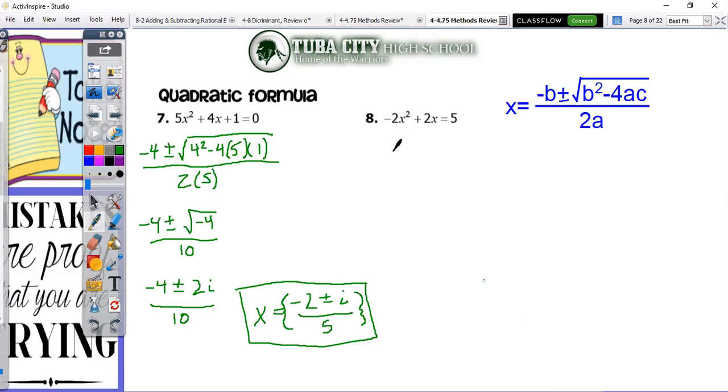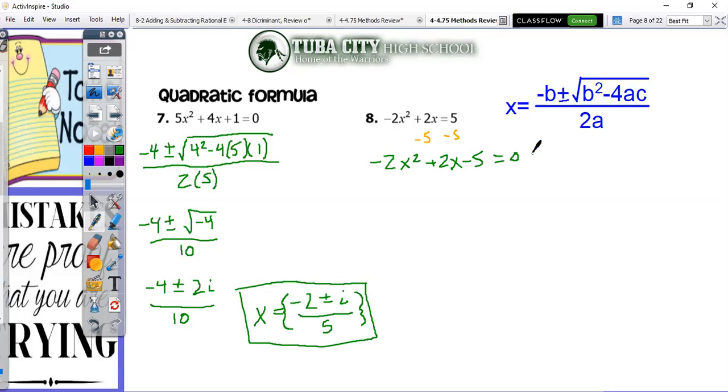Anyway, let's go ahead and do this next one here. So I am going to move all of my numbers to one side. You have to adjust the formula, because if I just plug in 5 as C, the negative gets lost and we don't have a negative anymore, and that throws everything off. I'm probably going to end up with the wrong sign somewhere. So let's rewrite our equation: -2x squared plus 2x minus 5, and that would be 0 here.